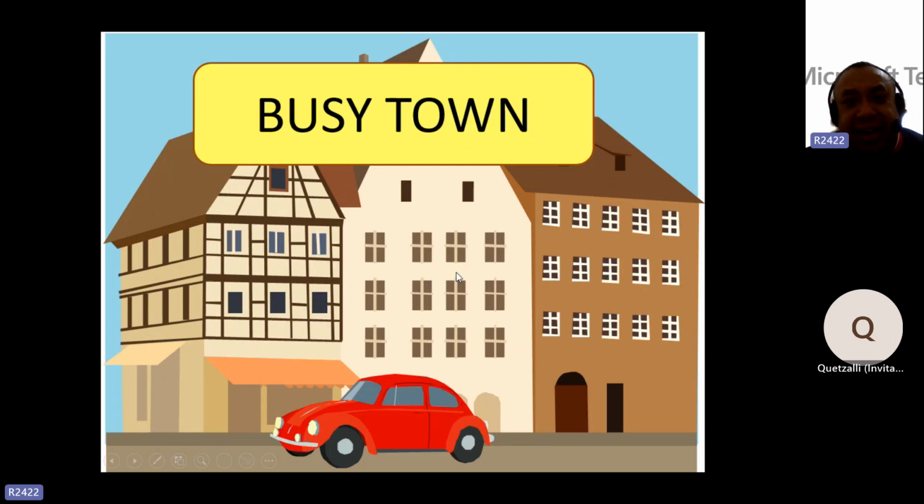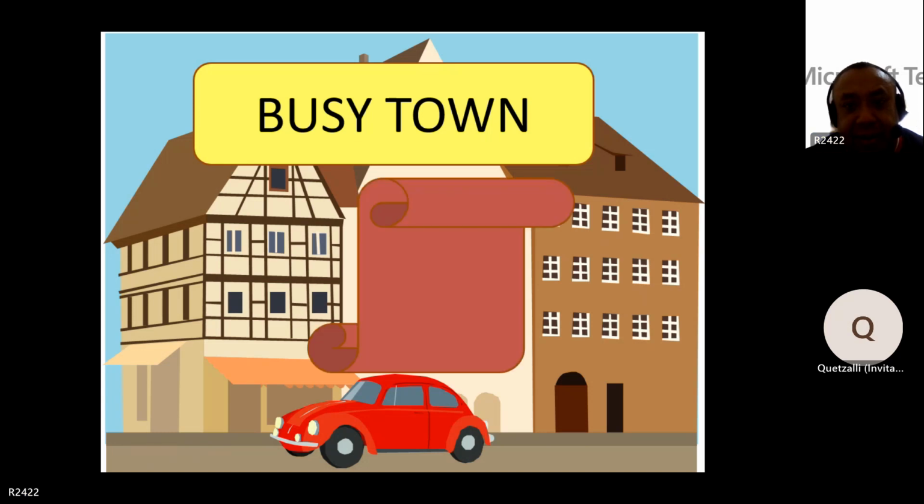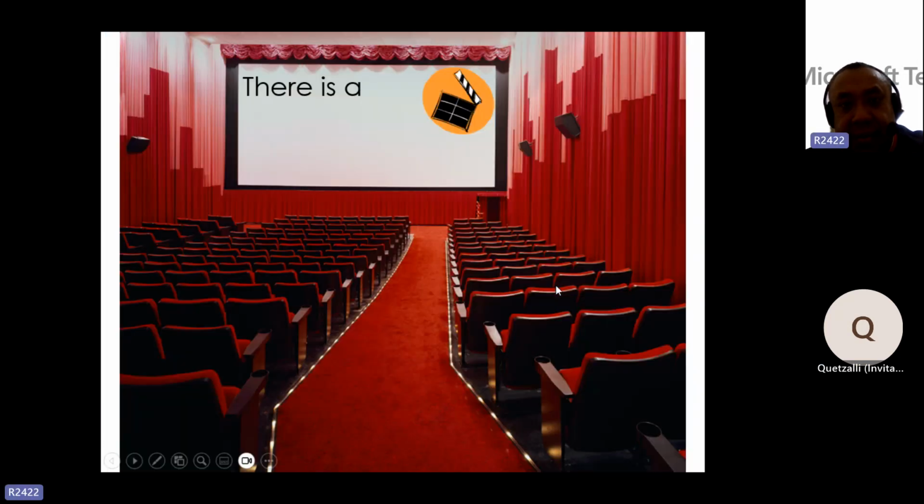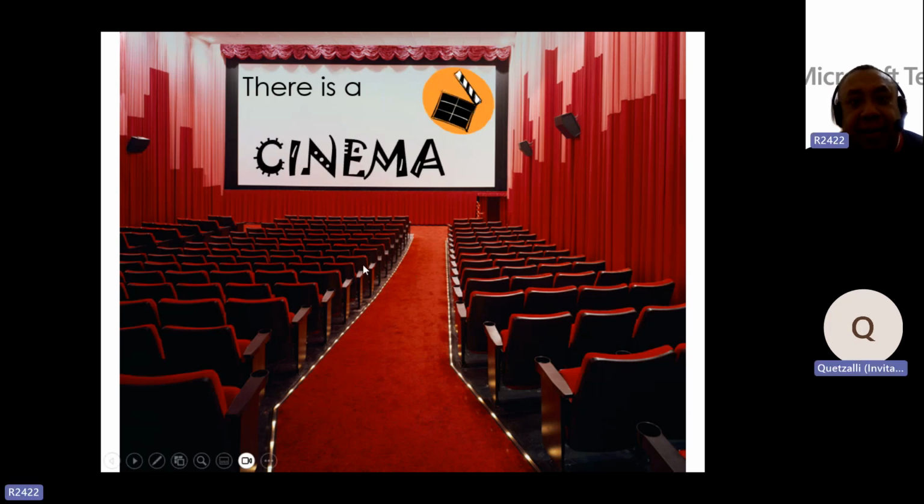Okay, so today let's learn some busy town vocabulary. In my town, there is a cinema. A movie theater, or cinema. Look at this cinema. Here in the cinema, what are these? These are seats.